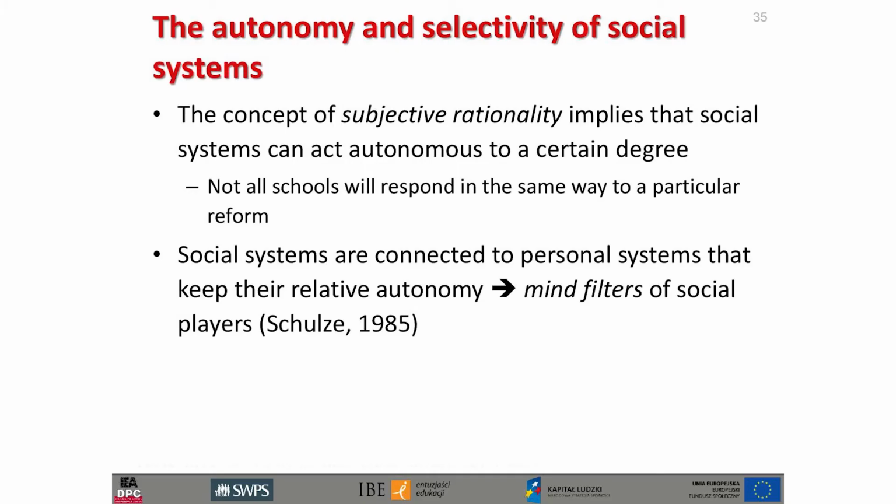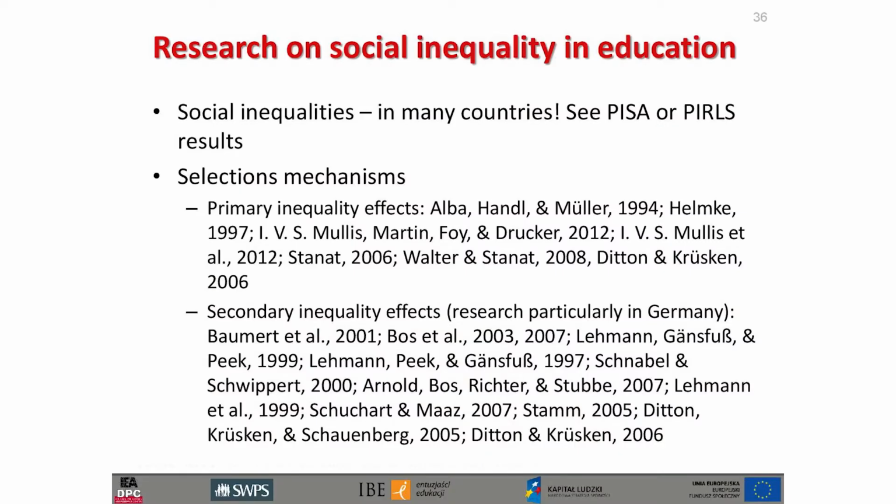So the concept of subjective rationality implies that social systems can act autonomously to a certain degree. And this is important for policymakers because not all schools will respond in the same way to a particular reform. And the social systems are connected to personal statement systems that keep their relative autonomy, that are defined by Schulze like mind filters. This is just to keep in mind that this subjective rationality has some implications for systems as well. Just one or two slides on the research results in education.